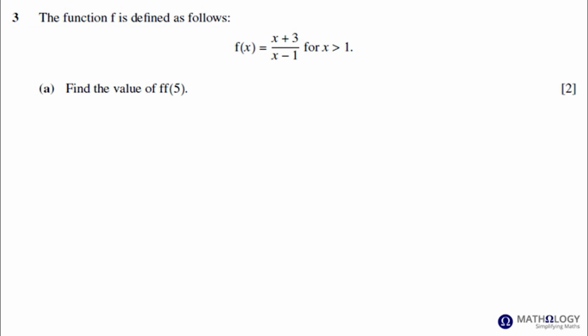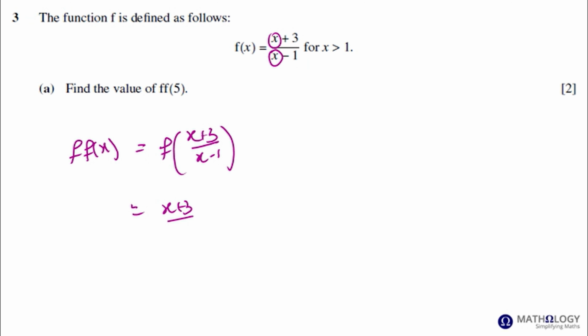Question 3. The function f is defined as f of x equals x plus 3 over x minus 1 for x greater than 1. Find the value of f of 5. Okay, before we do that, we need to find ff of x. So ff of x will be f of x plus 3 over x minus 1. That will be, for every instance of x, we are substituting with x plus 3 over x minus 1. So x plus 3 over x minus 1, plus 3, over x plus 3 over x minus 1, minus 1.